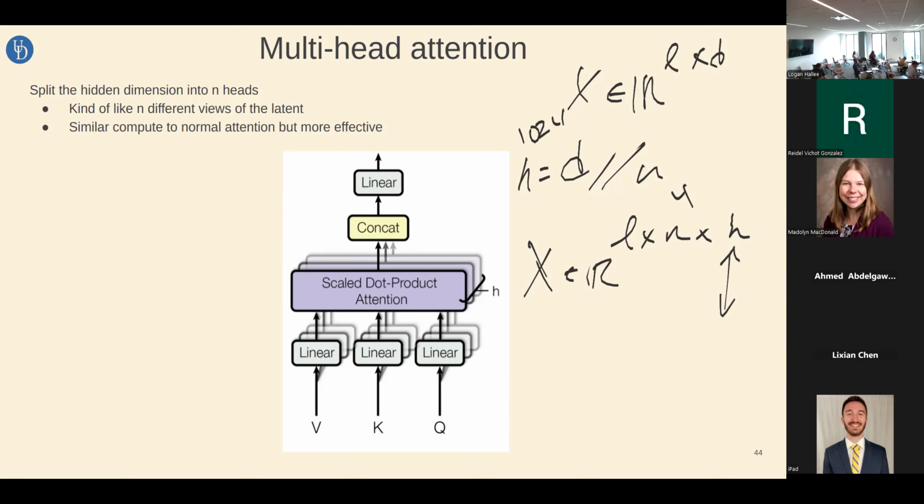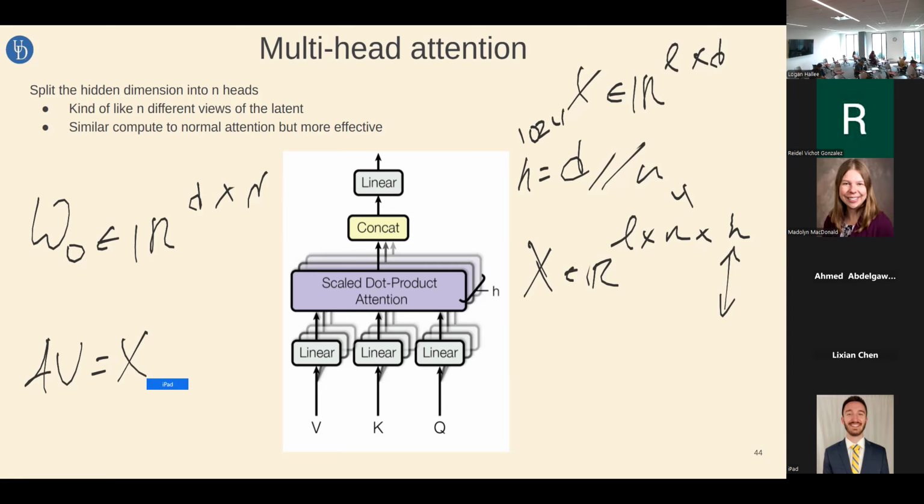The only addition is that there's this weight matrix at the end, usually called WO, which is again another D by D, which we just apply after we reshape our output. So there's that final A times V that would result in an X2 or something, maybe we can call it Y.